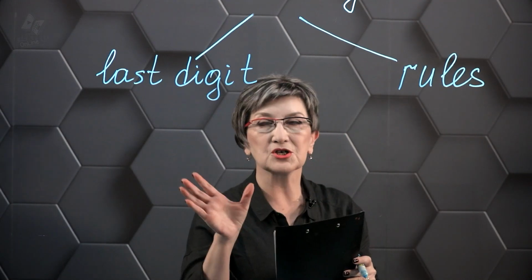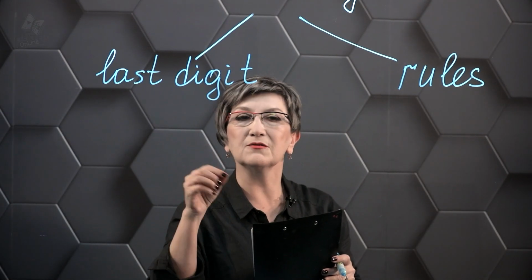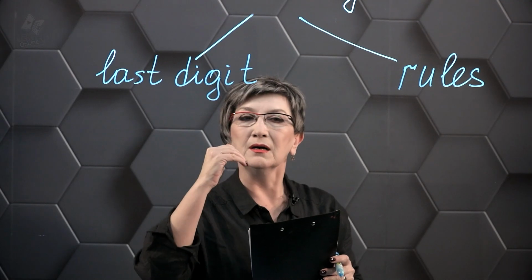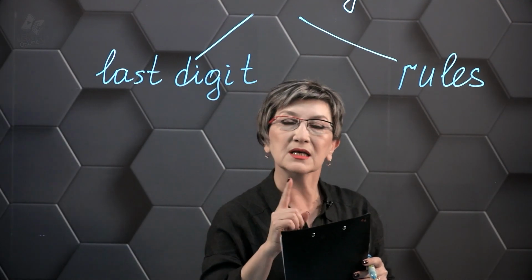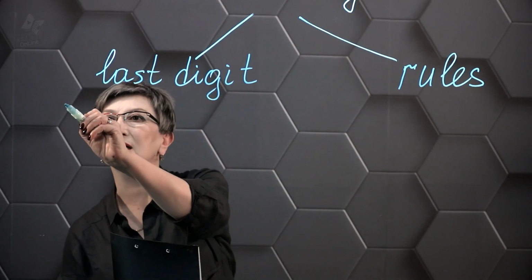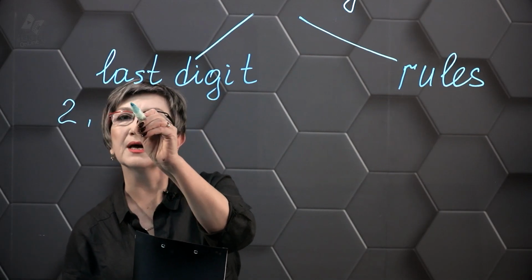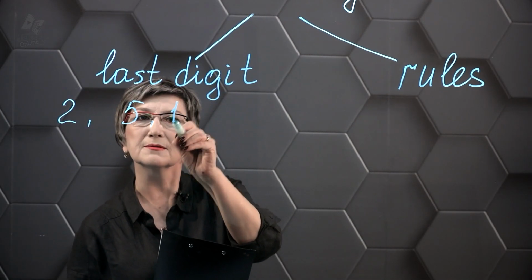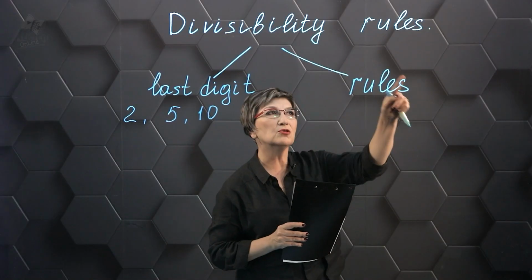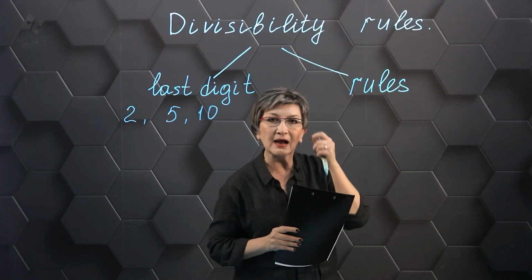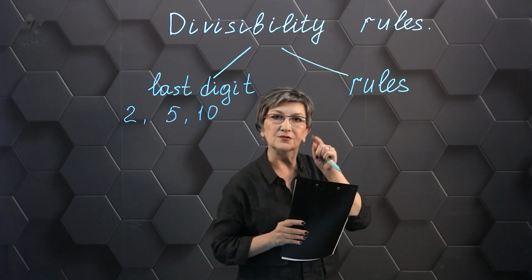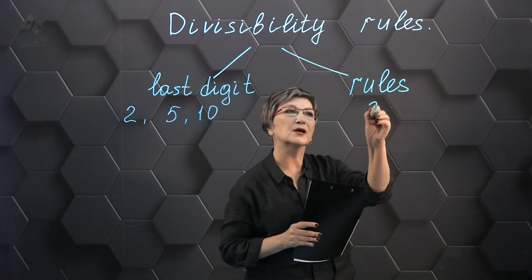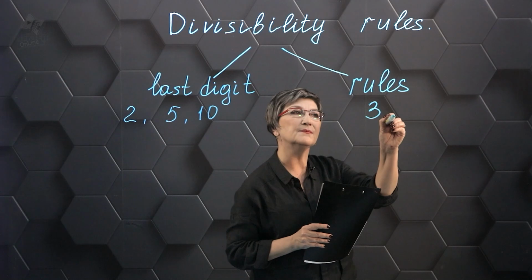Let's write down. Signs indicating divisibility allow us to ascertain the final digit. These are the signs of divisibility for the numbers 2, 5, and 10. And in the second case, we will apply the rules. In this case, we will only look at the signs of divisibility by 3 and by 9 so far in today's lesson.